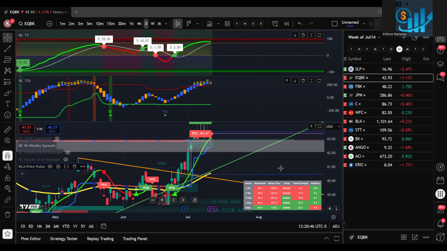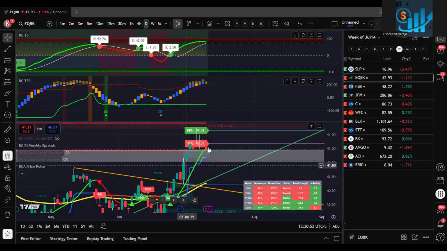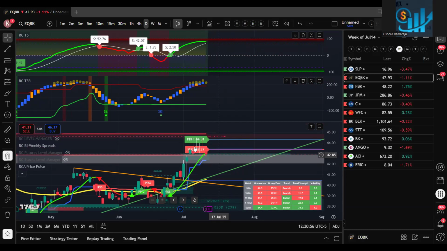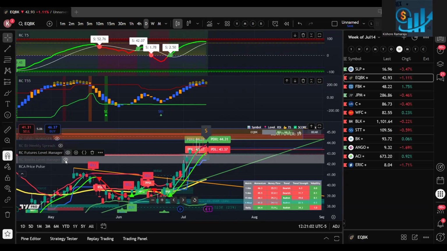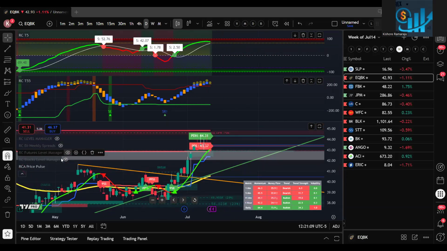So like that, based on your time, if you are not able to scalp or make money with prop accounts, you can do this type of trading. If you have time and you can focus, you can do day trades and scalping. Then you use the futures level, stocks level manager, or use price pulse. Wait for a discount zone to go long. Wait for a premium zone to go short, along with the confluence of others.